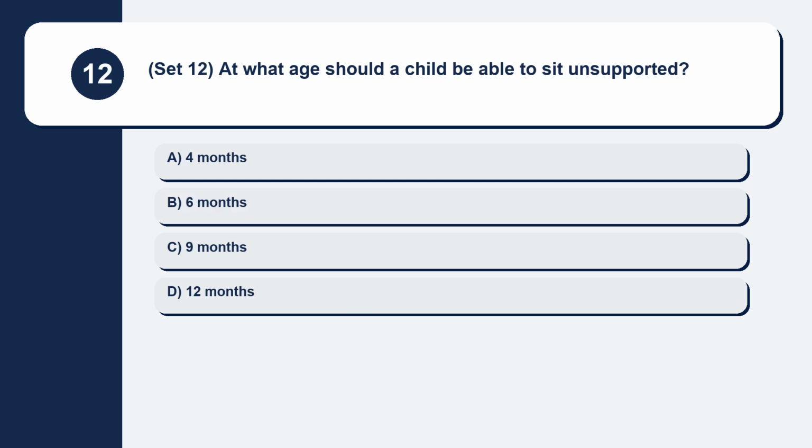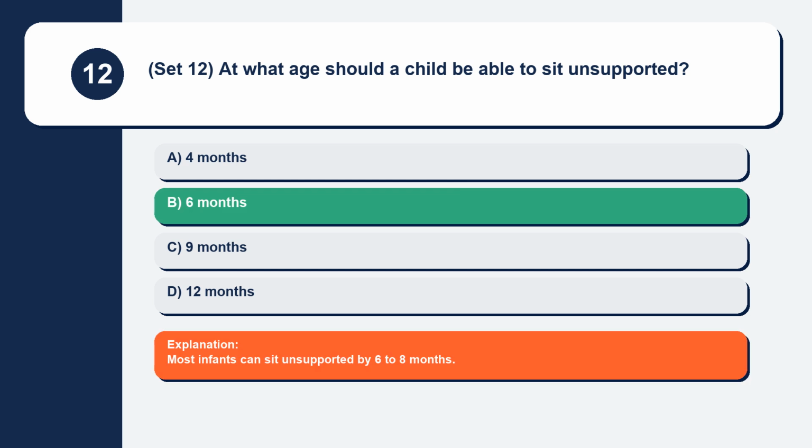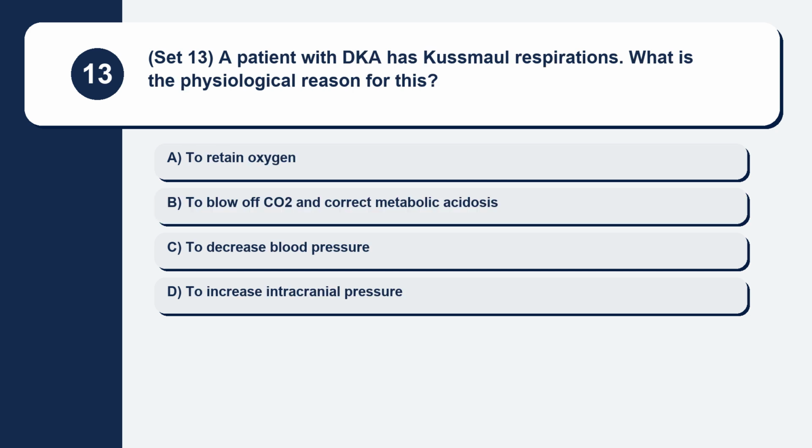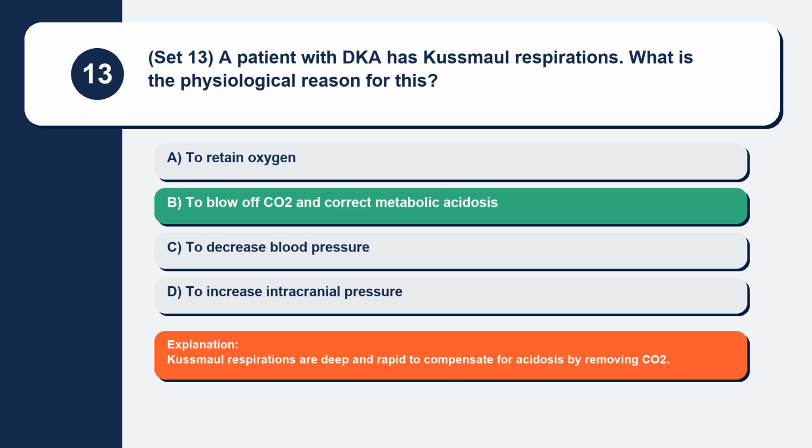Question 12. Set 12. At what age should a child be able to sit unsupported? 4 months, 6 months, 9 months, 12 months. Most infants can sit unsupported by 6 to 8 months. Question 13. Set 13. A patient with DKA has Kussmaul respirations. What is the physiological reason for this? To retain oxygen, to blow off CO2 and correct metabolic acidosis, to decrease blood pressure, to increase intracranial pressure. Kussmaul respirations are deep and rapid to compensate for acidosis by removing CO2.